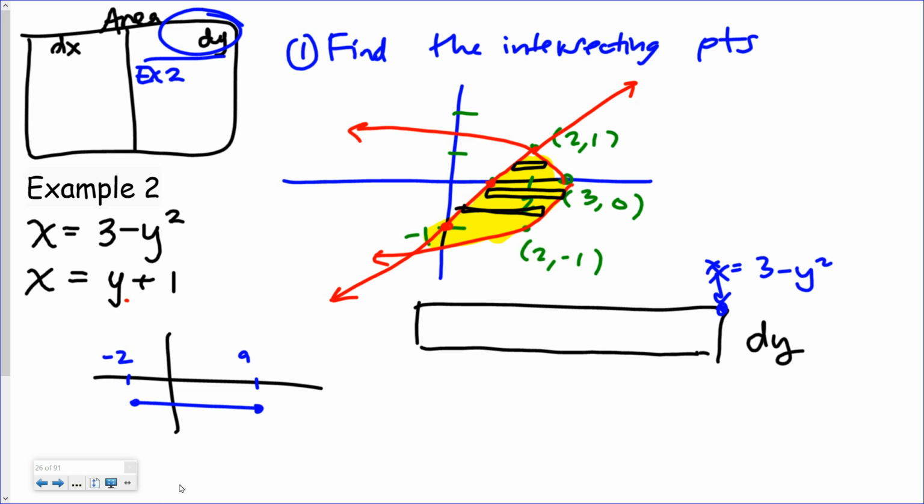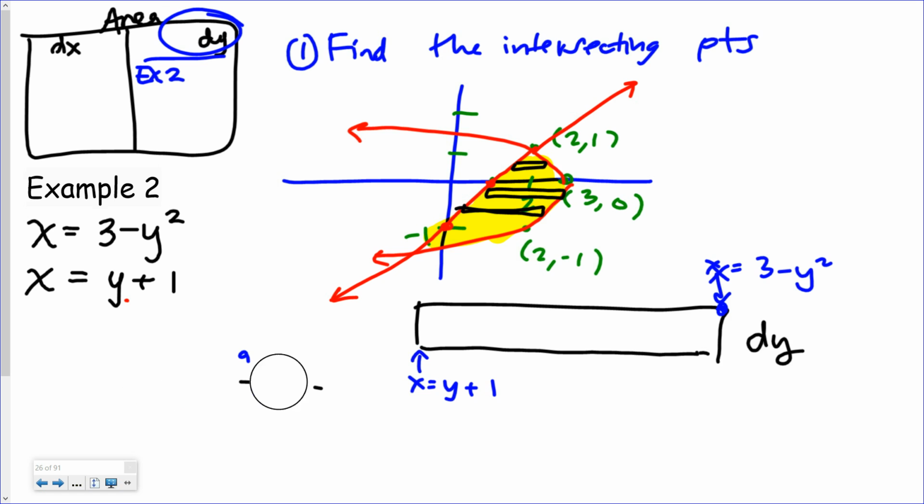Agree? It's always 3 minus y squared. Now what would this x value be, always on the left side of all of these bars? x equals y plus 1, okay? And what do you know? They gave you this in terms of x's, so you've got to be careful. Sometimes they give it to you in terms of y. If you decide to make horizontal bars, you need to change it to x's. That's the tricky thing about these problems. The more you do, the better you'll get at it.